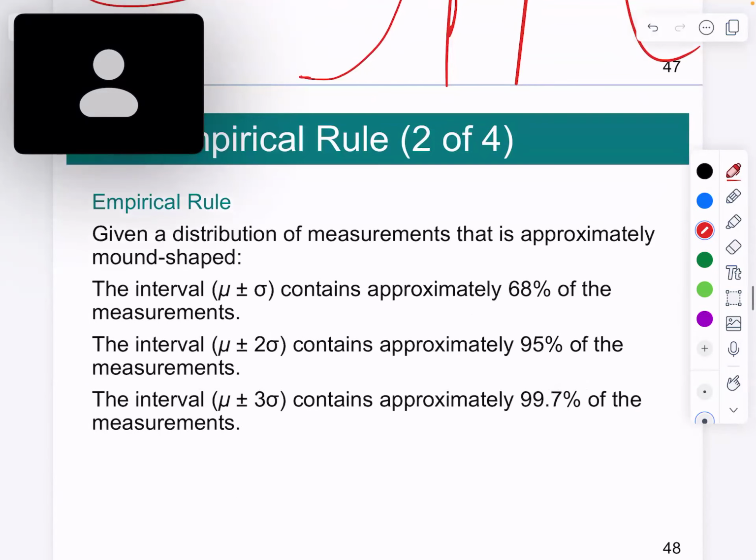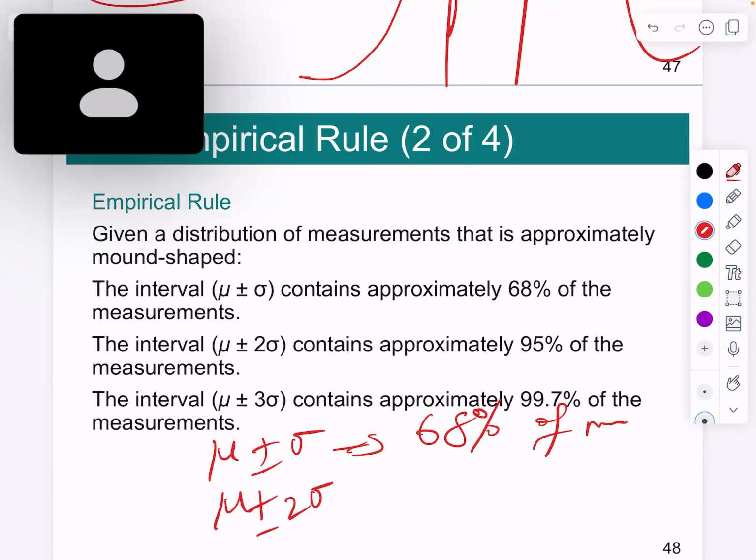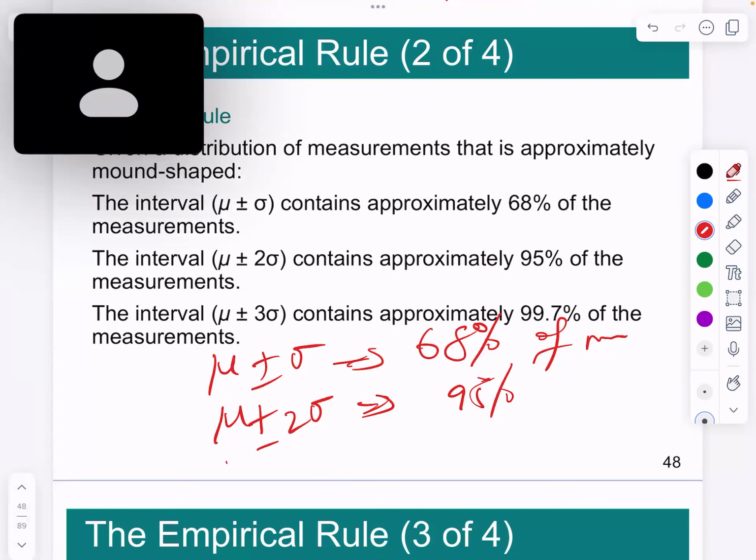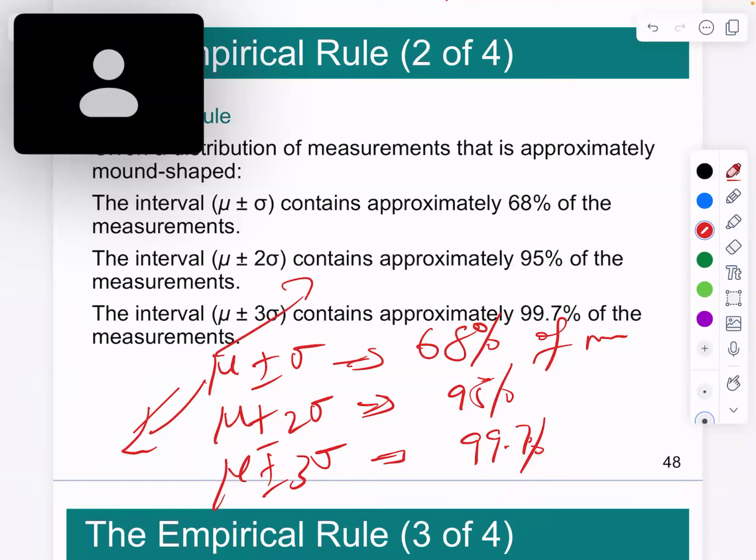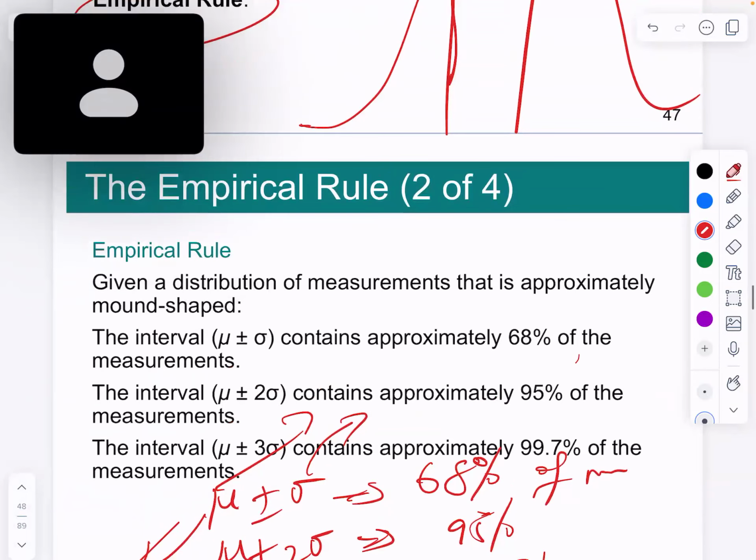So the empirical rule states that the interval mu plus or minus sigma contains 68% of the measurements. And mu plus or minus 2 sigma contains 95%. And finally, mu plus or minus 3 sigma contains 99.7%. Now, the most important thing is that you must be able to compute your population mean, which is your mu, and sigma, the standard deviation.